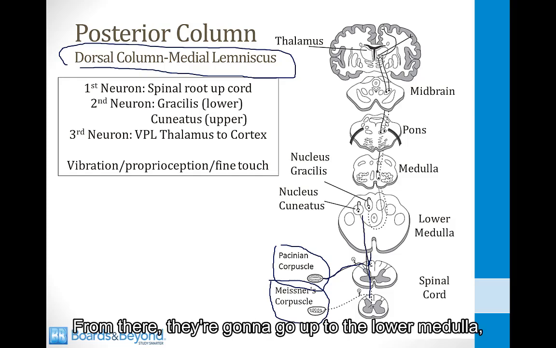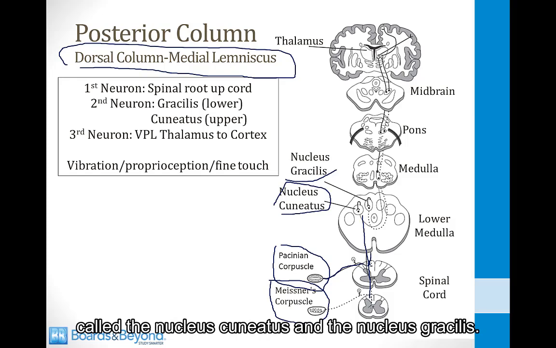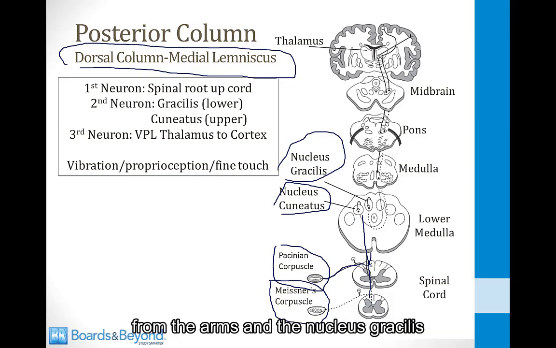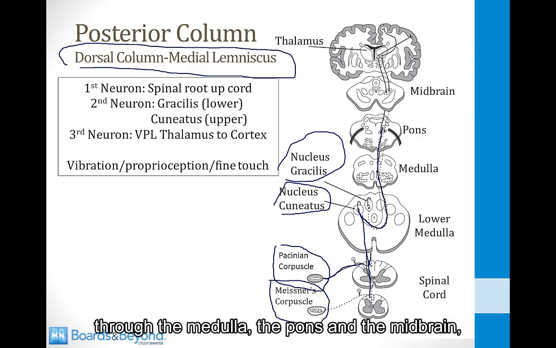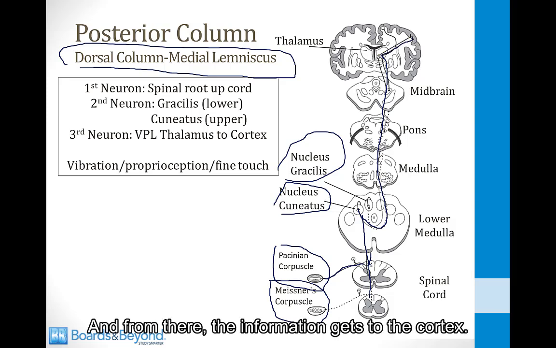From there, they're going to go up to the lower medulla, where they are going to synapse with 2 important structures called the nucleus cuneatus and the nucleus gracilis. And the nucleus cuneatus gets most of the information from the arms, and the nucleus gracilis gets most of the information from the thorax and lower extremities. After the synapse, a second neuron is then going to decussate and cross to the other side of the medulla, where it's then going to ascend through the medulla, the pons, and the midbrain and go up to the thalamus, and then it will synapse in the thalamus. And from there, the information gets to the cortex.